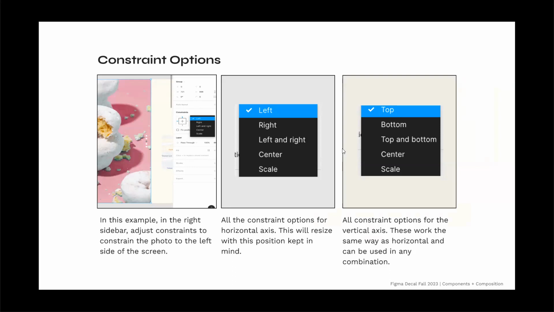So your constraint options. For example, in the right sidebar, you can adjust constraints to constrain the photo to the left side of the screen. For the horizontal axis, you can do left and right, center, and scale as the constraint options. This will resize your frame while keeping the position of this object in mind. And for vertical, you can do top and bottom, center, and scale. These work in the same way as horizontal, but can be used in any combination.